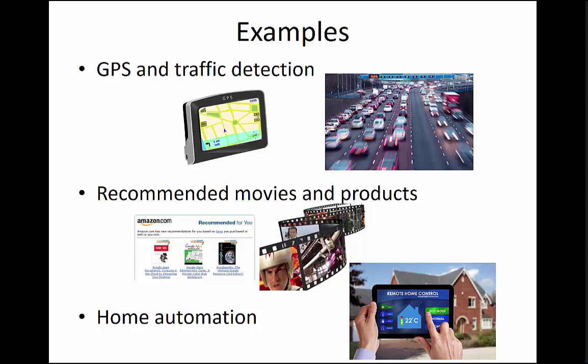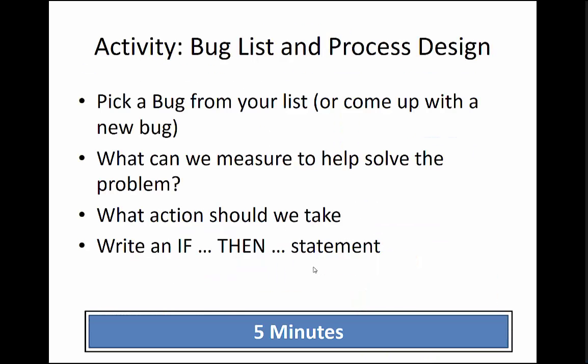Let's write a home automation if-then statement, right? So the next bit is the bug list and the process design. We want to pick a bug from our list or come up with a new bug. We're going to use the same list that we used before and go through the same process.